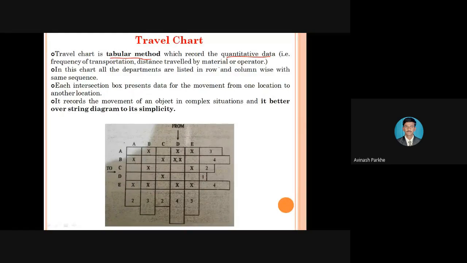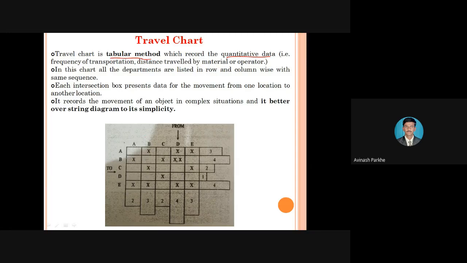Frequency of transportation means from 1 to 2, 2 to 3, 3 to 4, again from 3 to 4, again from 4 it is coming back to 3, from 3 again it is coming back to 2, from 2 again it is coming back to 1. Such repetitive transportations or actual distances traveled from 1 to 2 can be recorded by using this travel chart in quantitative form.